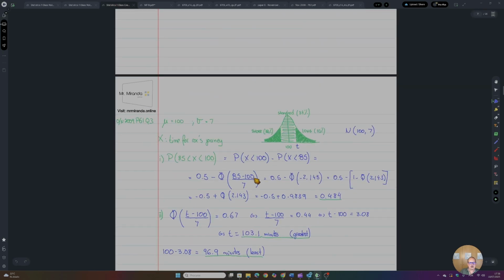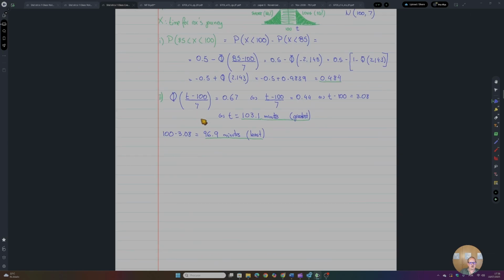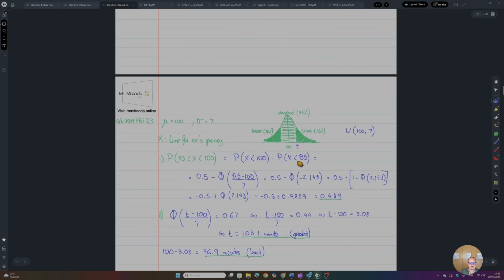Let me just get there. Okay, it's the same question as before. Just for curiosity, this value over here, 100, is exactly the mean. So that probability is obviously 0.5. This z-value is going to be negative, so don't forget to do 1 minus the phi of the positive z-value. Use the table and you get the result. Okay, there's nothing new about this particular sub-question. Let's see the other one.